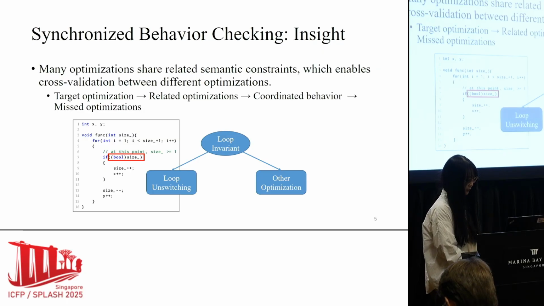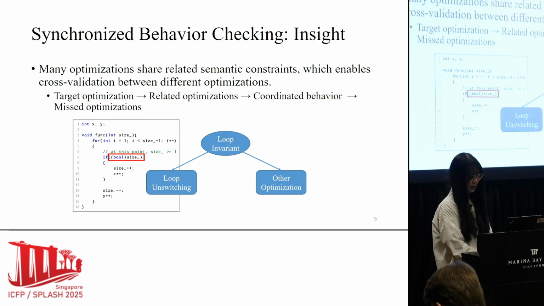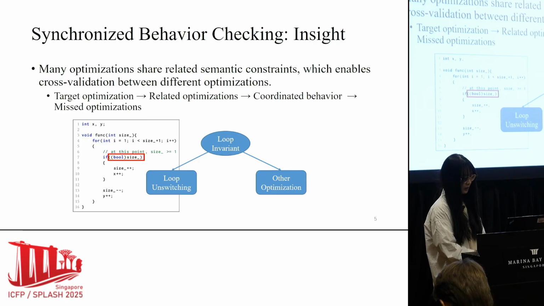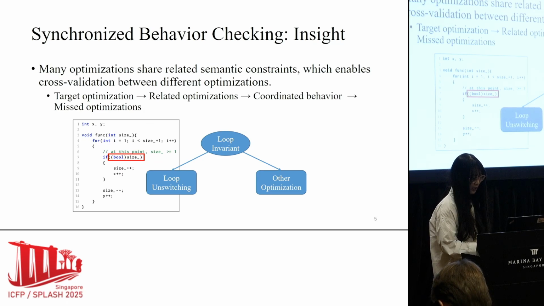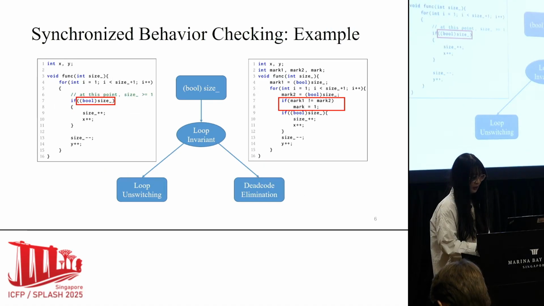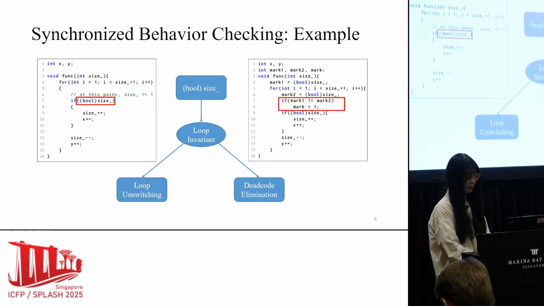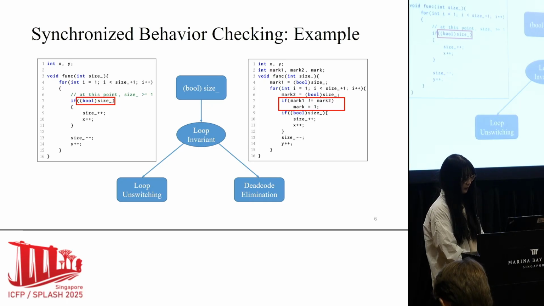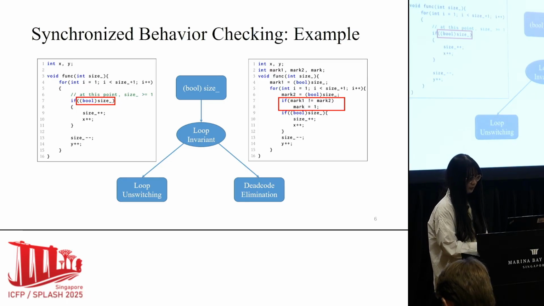Consider the program in this example. The applicability of loop unswitching depends on whether both sides is a loop invariant. Similarly, other optimizations may depend on the same semantic constraints, such as the elimination of the if statement at line 7 to 8 in the program on the right. The statement at line 8 will only be eliminated if the two variables mark 1 and mark 2 are always equal. Given that mark 1 and mark 2 hold the value of both sides outside and inside the loop respectively, they are only always equal if both sides is a loop invariant. Due to the shared dependency of loop unswitching and dead code elimination on this semantic constraint, the two optimizations will behave in a coordinated manner, which can be used for cross-validation.